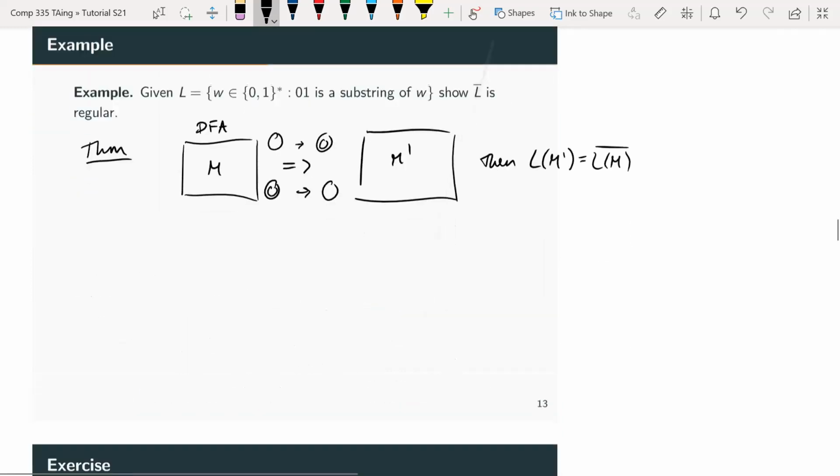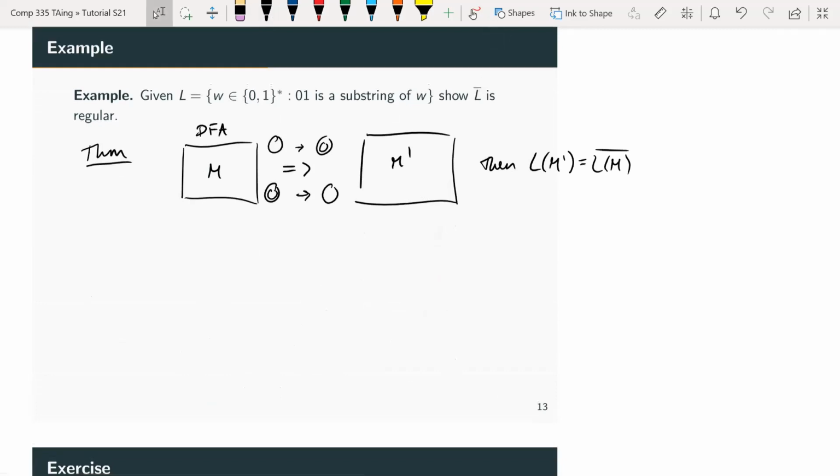All right, now that's very abstract. Let's look at an example. We have a language L, where L is the set of all strings over 0, 1 such that 0, 1 is a substring of that string. So it's all of the strings that have 0, 1 as a substring. And we want to show that L complement is regular. Okay, so how do we do that?